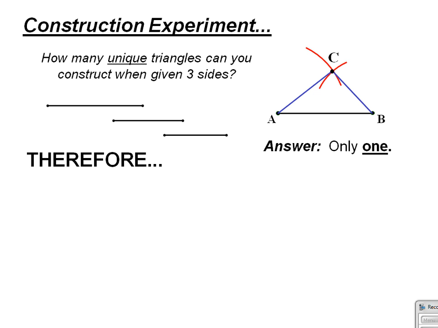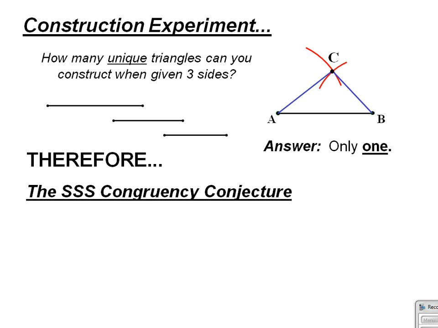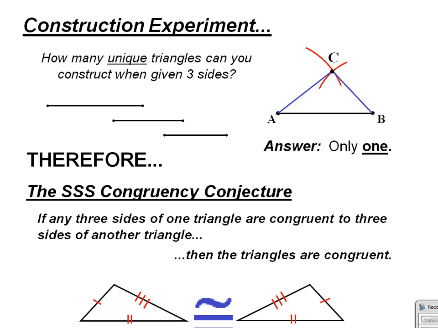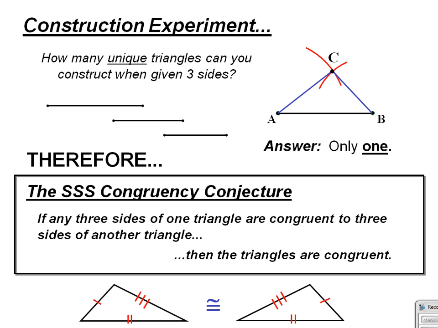So therefore, we can draw a conclusion from this construction experiment, and we call that conclusion the SSS, or side-side-side congruency conjecture, which says that if three sides of one triangle are congruent to three sides of another triangle, then those triangles must be congruent.